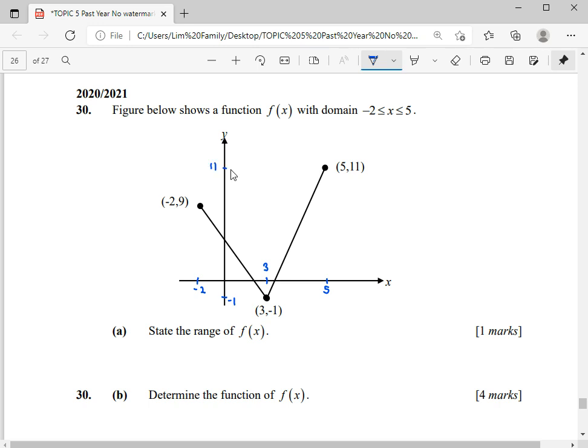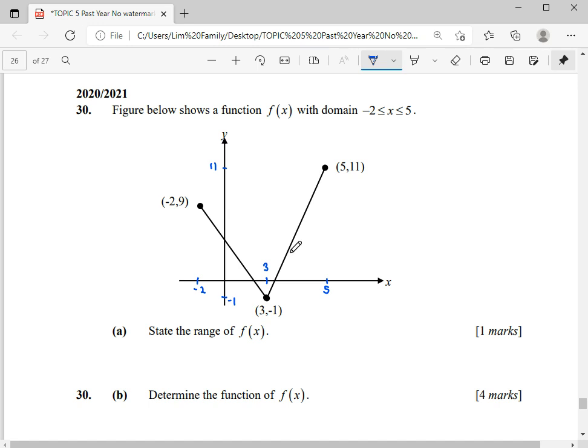So after we see our graph here, we want to find our range. We will scan from the bottom to the top here. You can see which part has graph starting from -1 until 11. And -1, this point is included, so they give you a closed circle here. And our ending point here, 5, 11, is also a closed circle. It means this point is included.